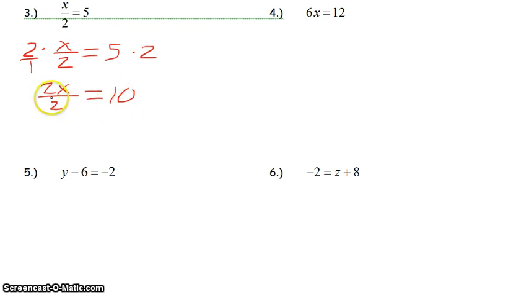Now 2 divided by 2 is actually 1. So this would be 1 times x is equal to 10. 1 times x is equal to x, and that equals 10.